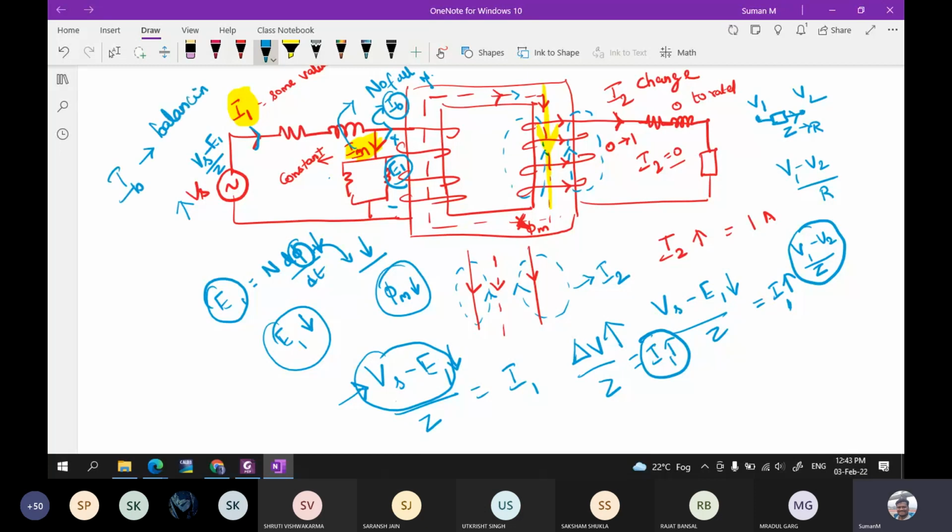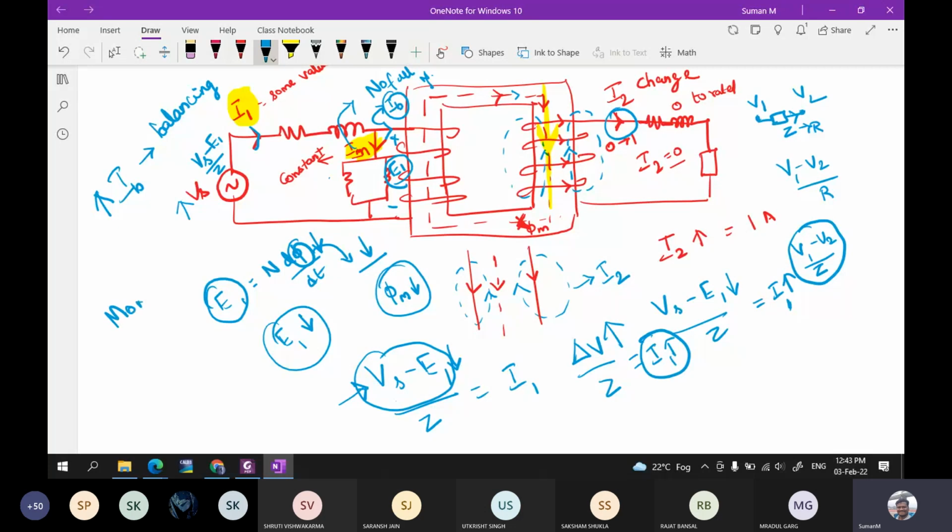Okay, so what it does, when the load is increasing, then the balancing current will increase in order to compensate the current flowing through this path. So when the balancing current is increasing, then the EMF induced will come back to its previous position. Then the mutual flux will be coming back to the actual position. So now the current is increased. So momentarily the mutual flux will decrease if you are increasing the load.